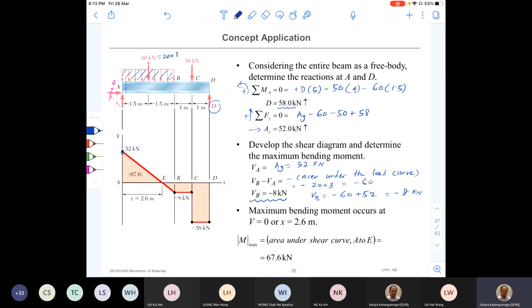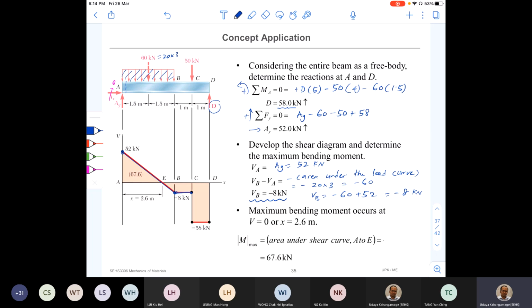Okay. So you mark that point here, and in between, the variation of the shear force is linear, like this. And from B to C, no other external forces. Therefore, shear force remains constant. Okay. So up to C, same shear force, negative 8. And at C, suddenly there is going to be another load, right? So can you find out the shear force just after C?